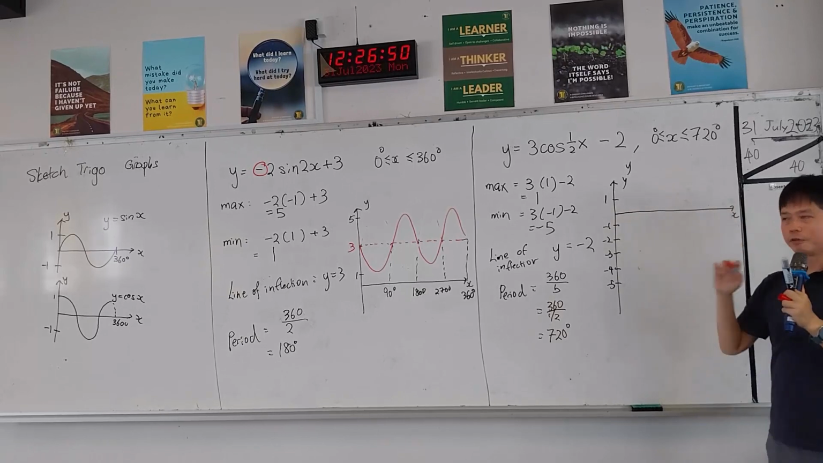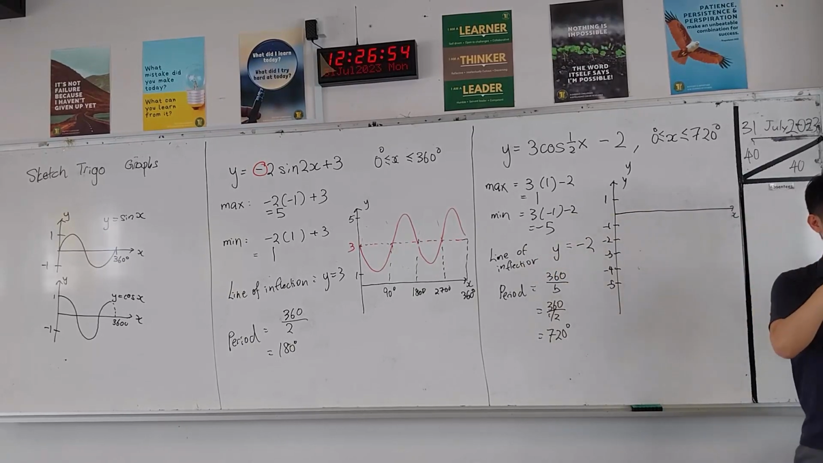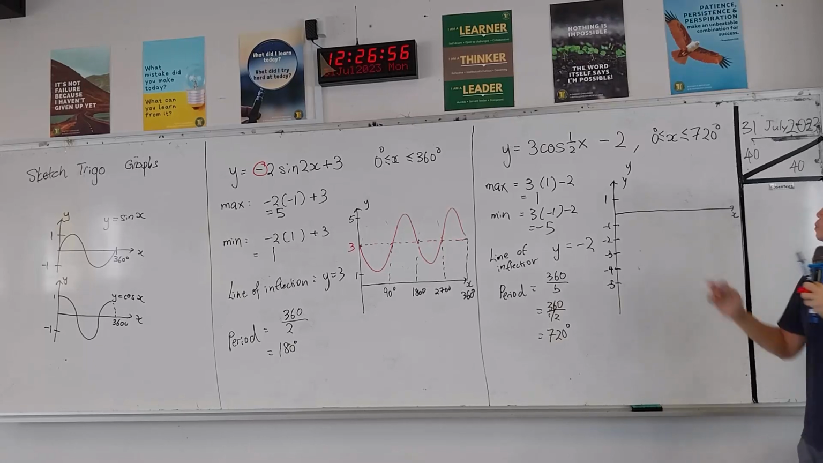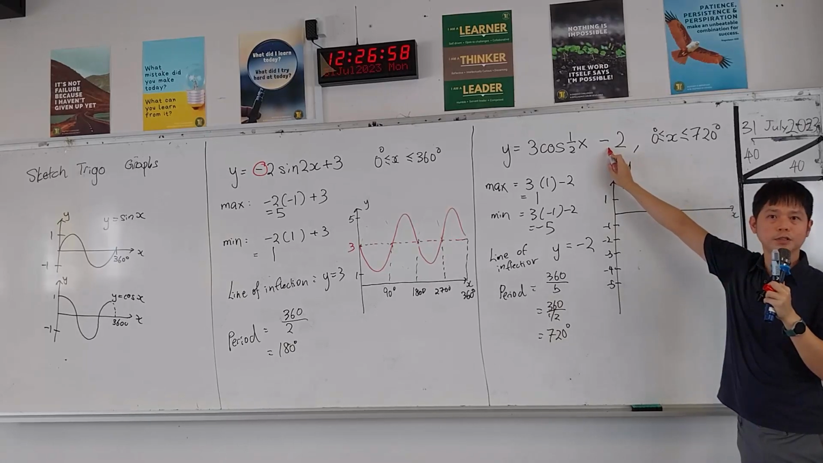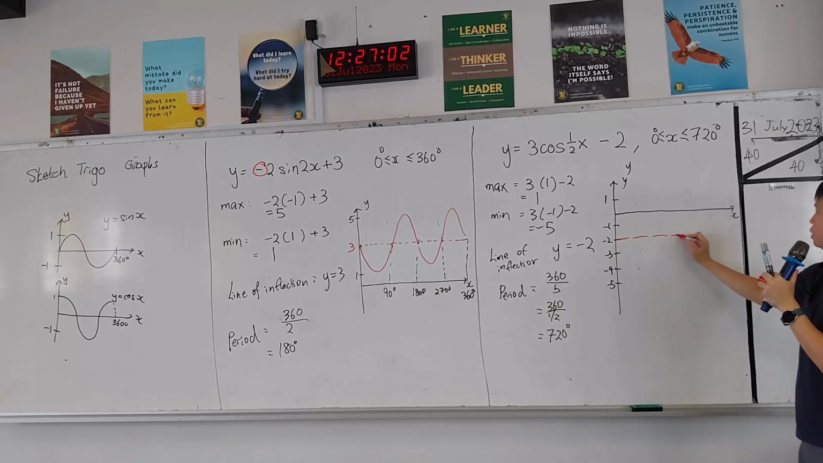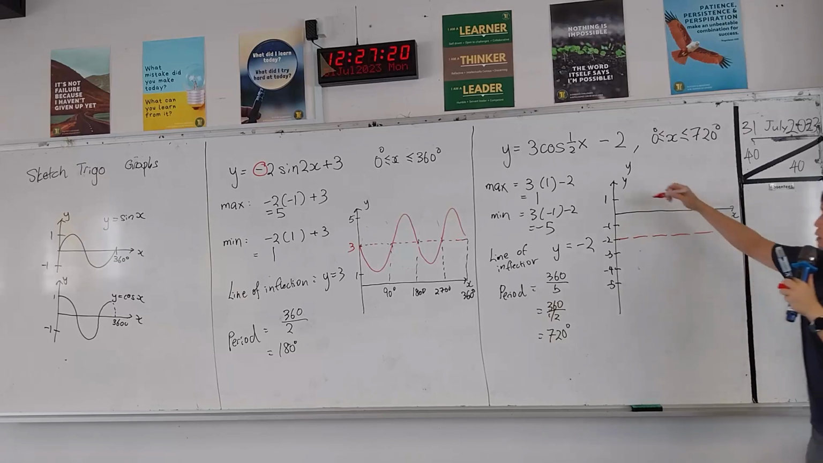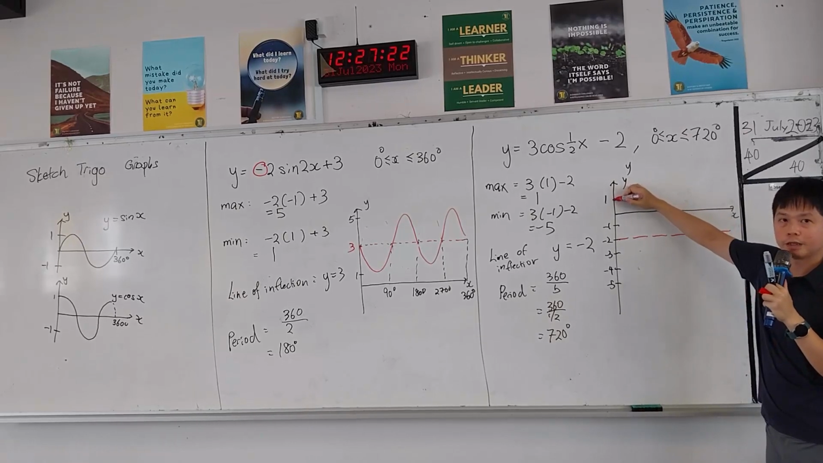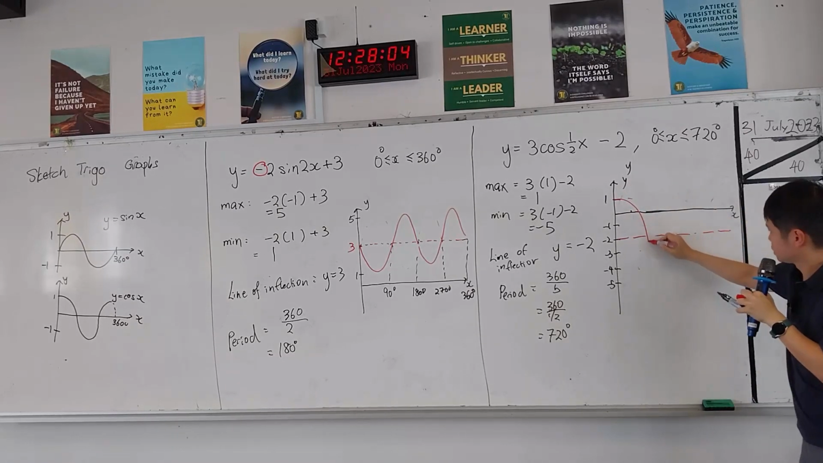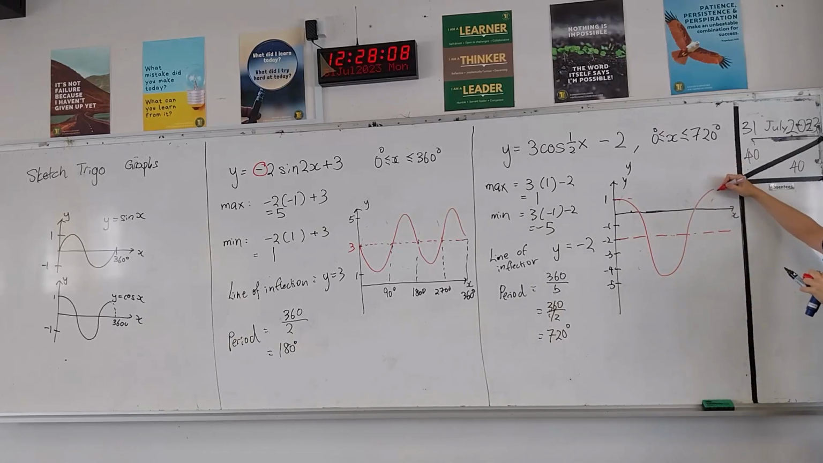Okay, now what is the line of inflection? I always put this as a third one because this is always the third thing that I do. Where is the line of inflection? Come on. Negative 2, y equals to negative 2. Where do I start for cosine? I start from here. Okay, follow. Cannot stop. Okay, and you end here.